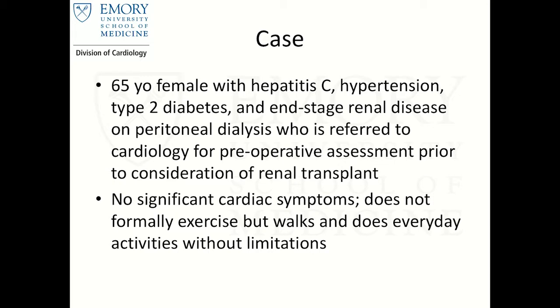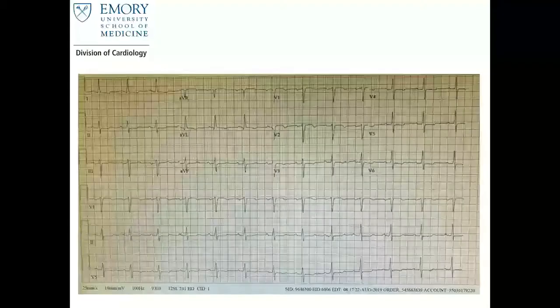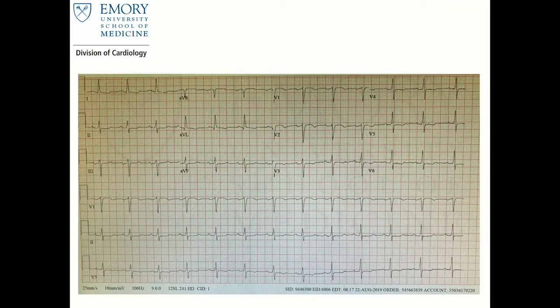So this is a 65-year-old female with hepatitis C, hypertension, type 2 diabetes, and end-stage renal disease on peritoneal dialysis. She was referred to cardiology for a pre-operative assessment prior to consideration for a renal transplant. She doesn't really have any notable cardiac symptoms at this time. She doesn't do any formal exercise, but does do house chores and walks and does her daily activities without any limitations. This is her resting ECG, shows sinus rhythm with maybe some non-specific T-wave abnormalities, but otherwise not a whole lot to say about it.